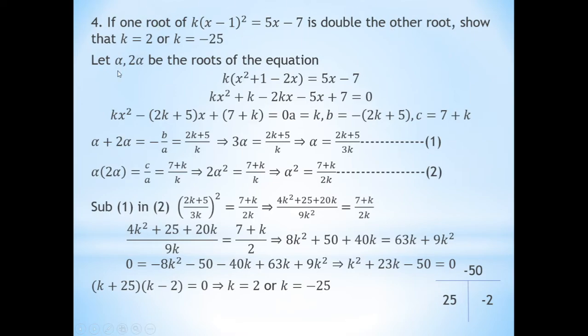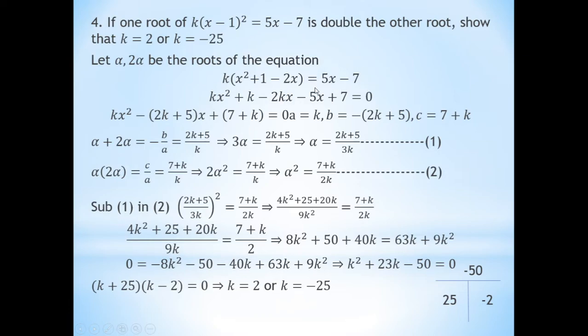So 2 is one root and 2 alpha is the other root of the equation. Now the given question is written here. Now you have to just expand it and form a quadratic equation first of all. So I have taken this k and multiplied it inside this bracket. So k into x square plus k into 1 is k, minus 2x into k is minus 2kx.